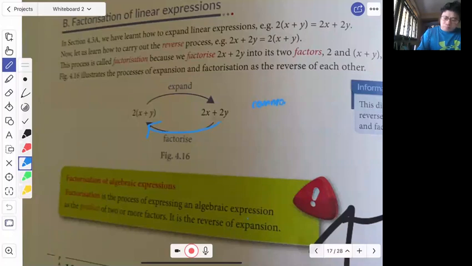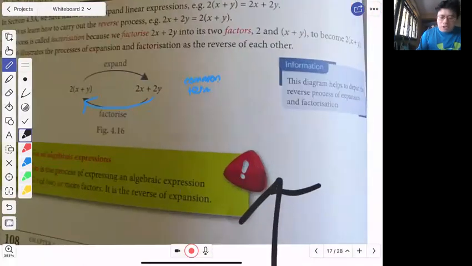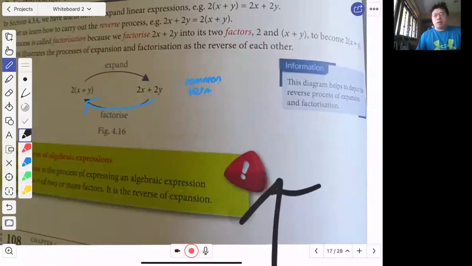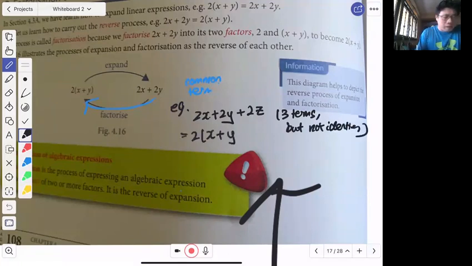Some of you ask, teacher, is it always identity when there are 3 terms? Does it mean that 3 terms is always identity or frame? It may not be true. For example, if I give you 2x plus 2y plus 2z, you can see that it is 3 terms, but I am not using identity. I can still do something like 2 times (x plus y plus z). So there was a student who asked this question: does 3 terms always mean identity or frame? It may not be true.